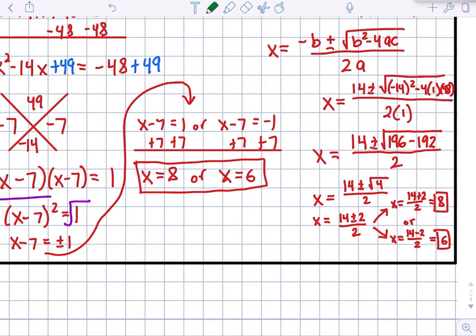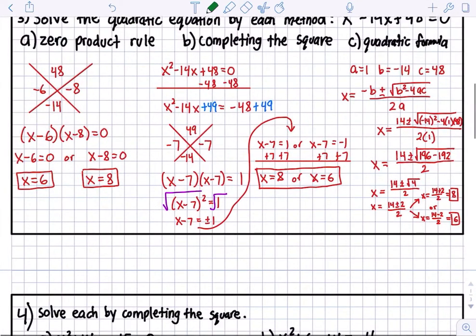Square root of 4, you guys, is just 2, so you're going to get this, and then make your two equations. X is going to equal 14 plus 2 over 2, or x is going to equal 14 minus 2 over 2. Simplify those and you get 8 and 6. And you pretty much know you did it correctly because all three answers are the same. x is equal to 8, and x is equal to 6.